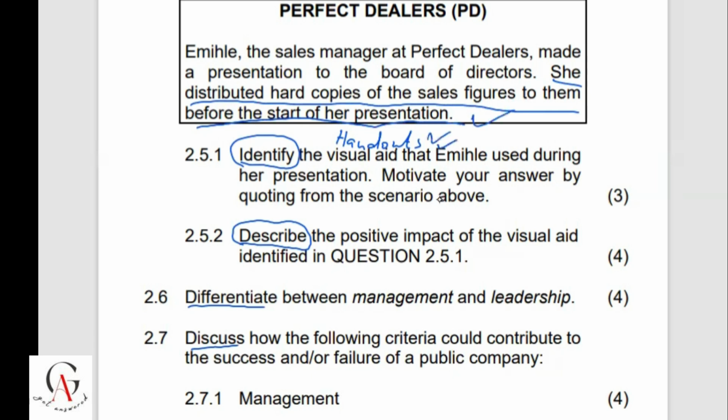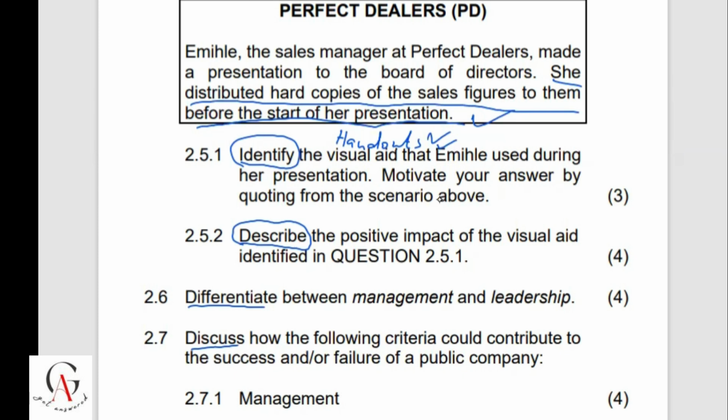It means that for this naming of our handouts, you have already scored yourself 2 marks, and also for quoting, you also score yourself 1 mark. So now all in all, under 2.5.1, you are going to be able to score yourself 3 marks. Okay, right. So now let's check out 2.5.2.